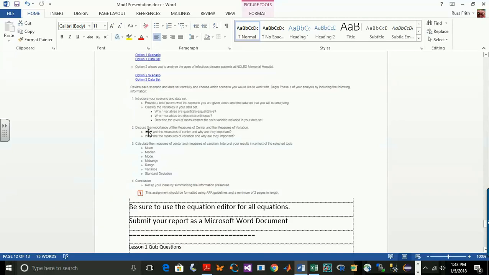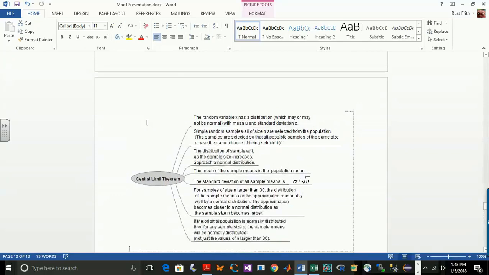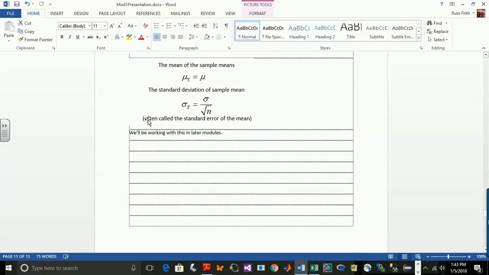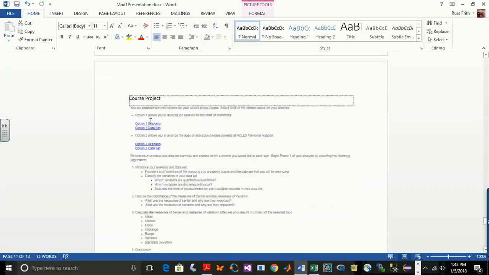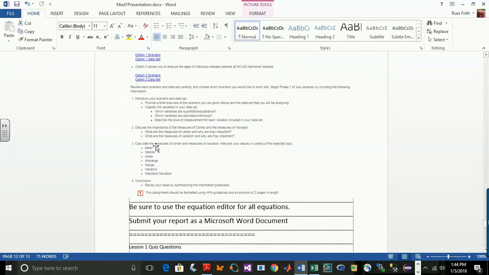Discuss the importance of the measures of center and the measures of variation. What are the measures of center and why are they important? Okay, so we did talk about the measures of center earlier. Those would basically include your mean, median, mode, and so forth. So what are the measures of variation? Measures of variation include your standard deviation. And why is it important? Okay, so why is standard deviation important? Calculate the measures of center and measures of variation and interpret your results.